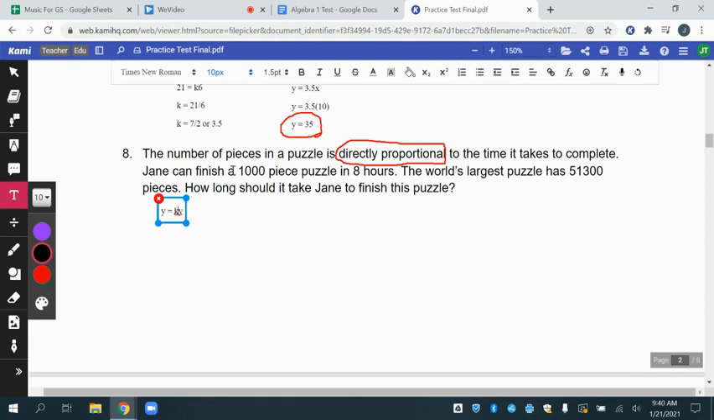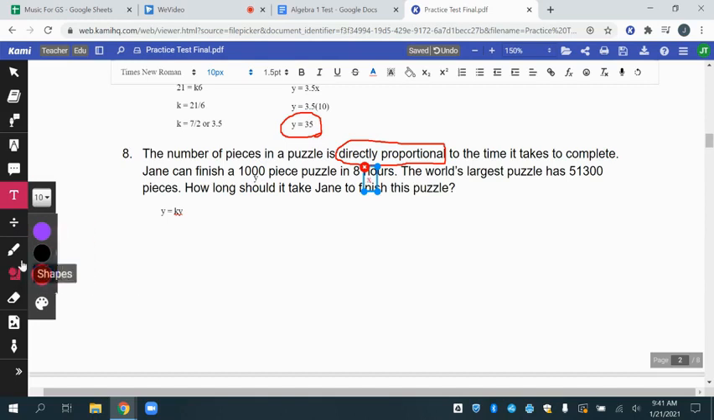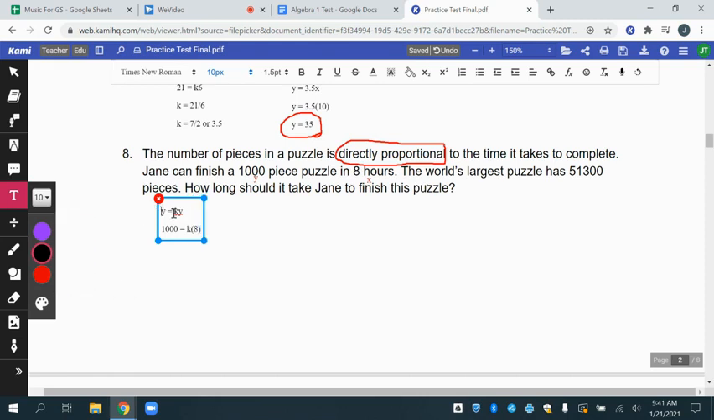Honestly, it doesn't matter which one I make X and which one I make Y. I'm going to make this be Y and this be X. So when I get back down here, I'm going to say that Y is 1,000 equals K times 8. Okay, so now I'm going to divide both sides by 8.